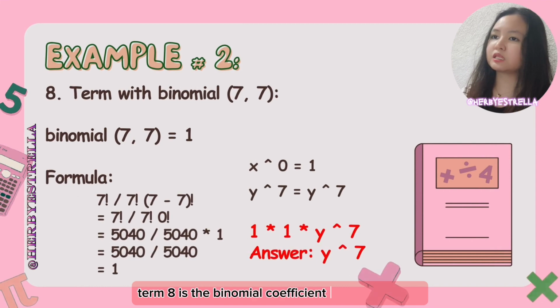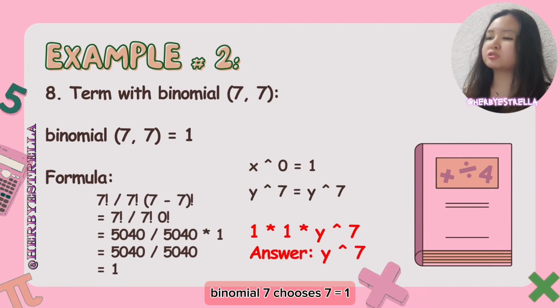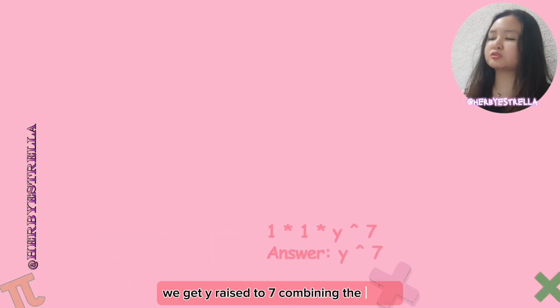Term 8 is the binomial coefficient binomial 7 choose 7 equals 1. The powers of x and y are 0 and 7 respectively. Multiplying this, we get y^7.